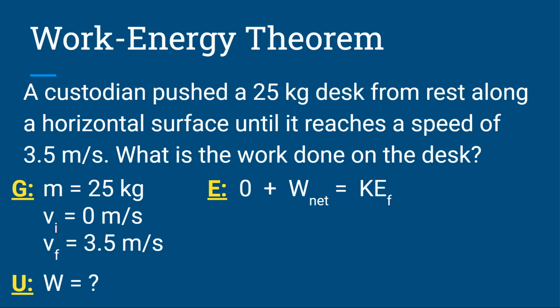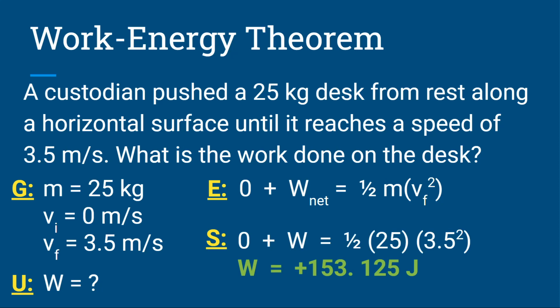Okay, now you'll notice I don't have a kinetic energy over here. I have a mass and a velocity. So instead of KE, I'm going to substitute in 1/2 mv squared. Now I really can do it in one step. Okay, and so that's my equation. Here's my 0 plus my work, and you don't really have to write this 0. Work equals 1/2 mass velocity squared.